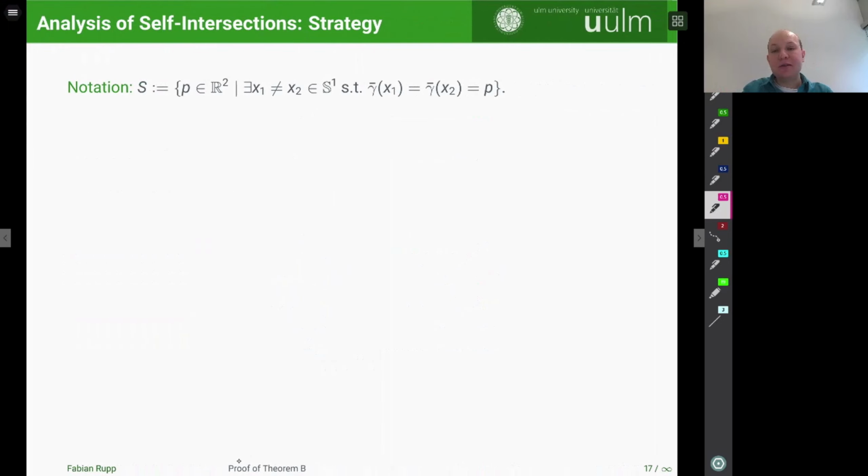And here's our strategy to do that. So we denote the set of self-intersections by S. Those are the points in the image space where there are two distinct pre-images which are sent to the same point P.